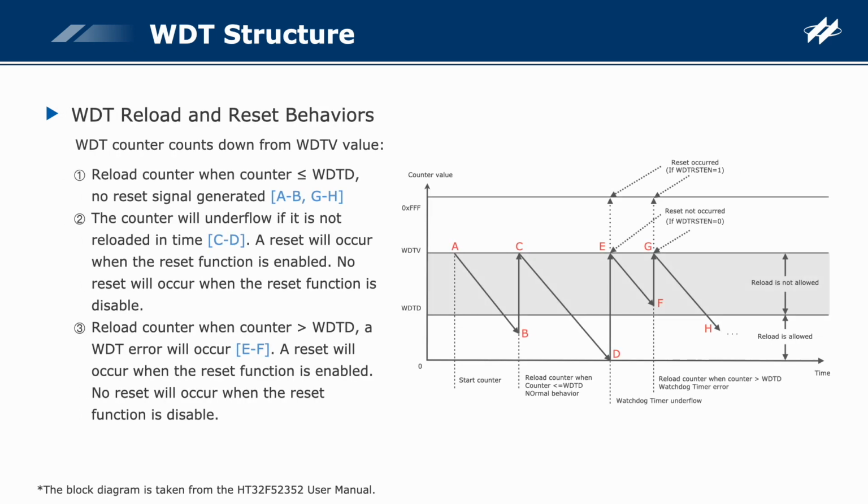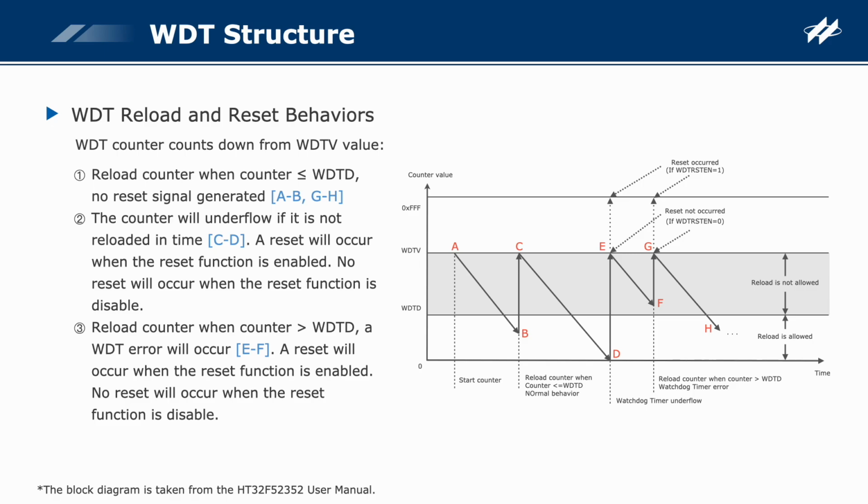Then, let's go on to the WDT reload and reset behaviors. When the WDT counter counts down from the WDTV value, if the counter value is less than or equal to the WDTD value and a reload operation is executed, no reset signal will be generated. If the counter is not reloaded in time, it will underflow. If the reset function is enabled, a reset will occur and the counter value will be set to FFF hex. If the reset function is disabled, no reset will occur and the counter value will be the WDTV value.